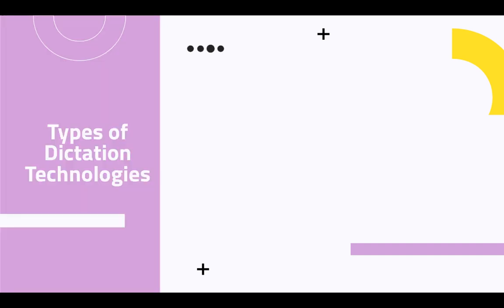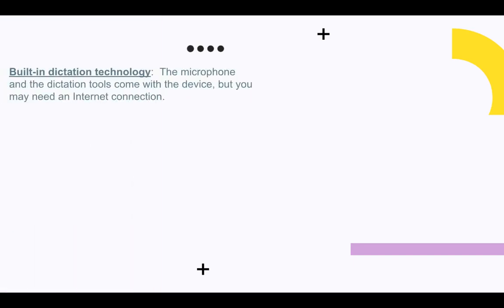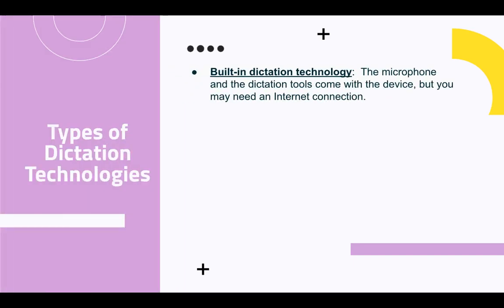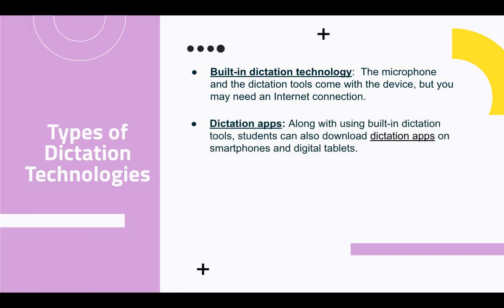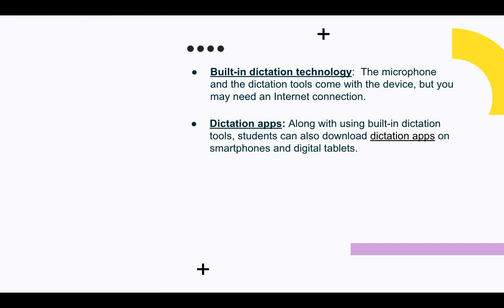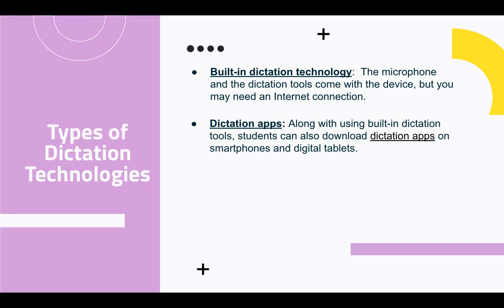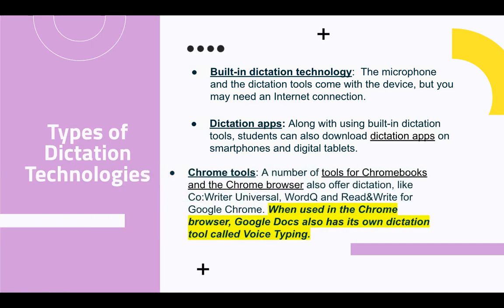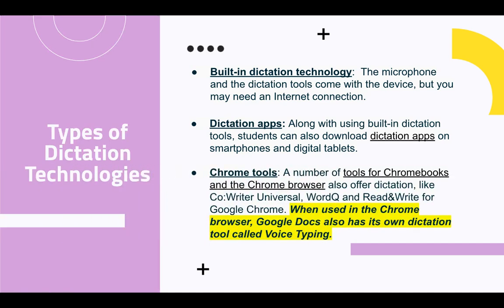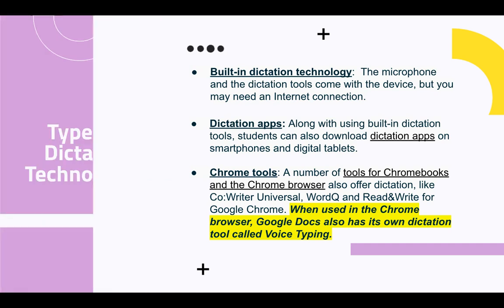There are different types of dictation technologies. There are built-in dictation technologies where the microphone and the dictation tools come with the device, but you may need an internet connection. There's dictation apps. Along with using built-in dictation tools, students can also download dictation apps on smartphones and digital tablets. And then we are going to talk about Chrome tools, my favorite, and what we're going to focus on today.